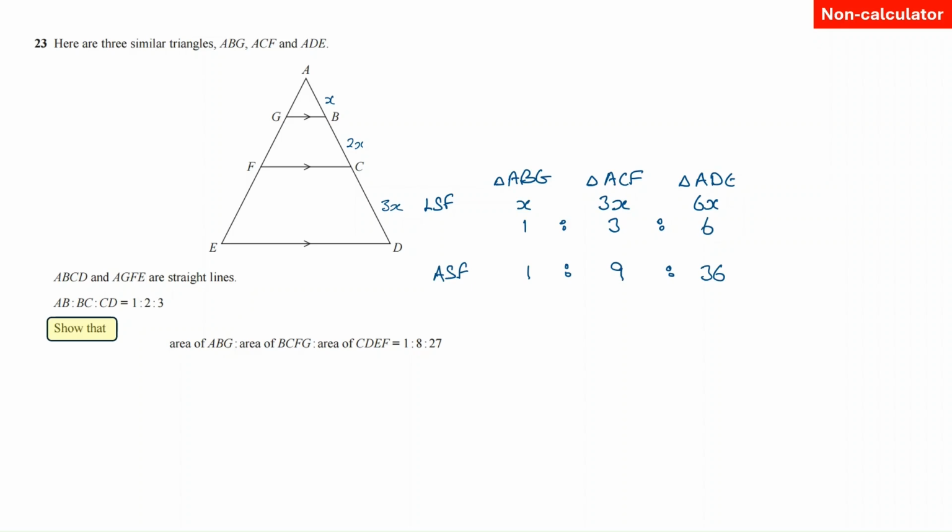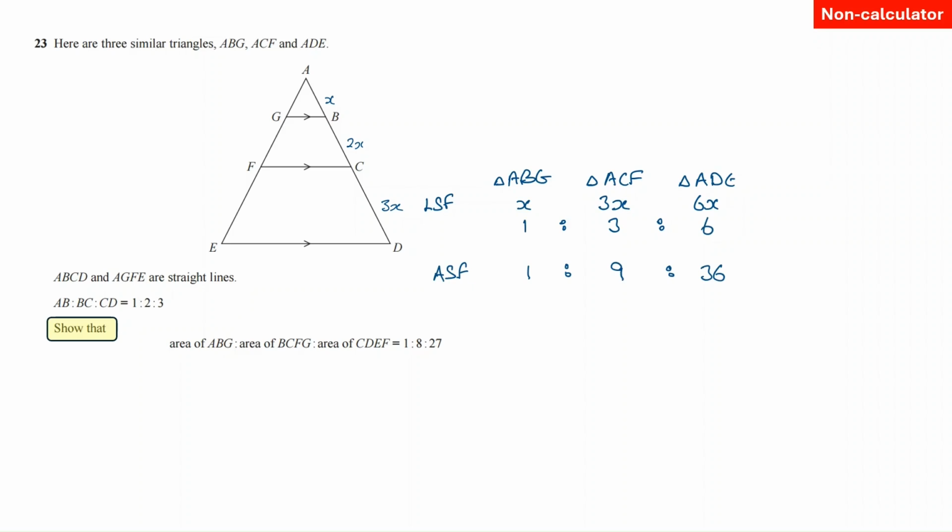Now, again, if you weren't quite sure what I've done there, pause the video, have a think. If you're really stuck, obviously leave a comment and I'll try and explain that better. But the key to this question is recognizing that I can write the area scale factors based on the different lengths. And then that means that I can start working out the areas of the various triangles.